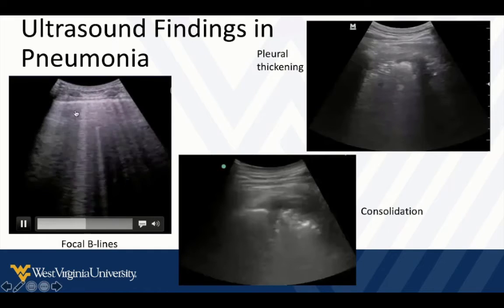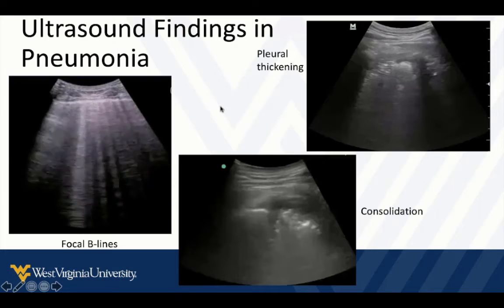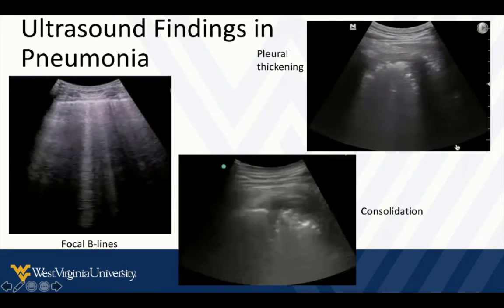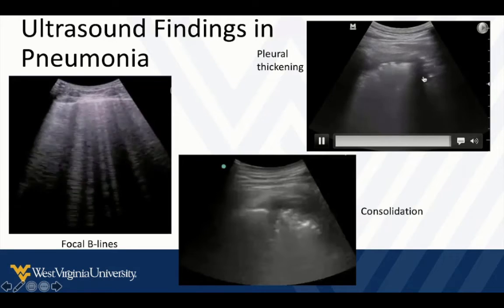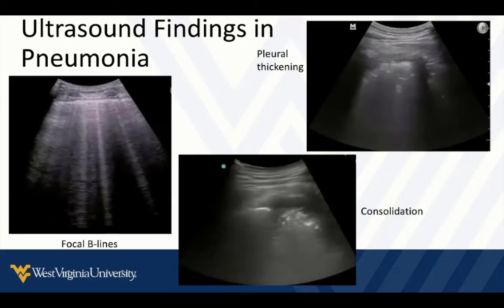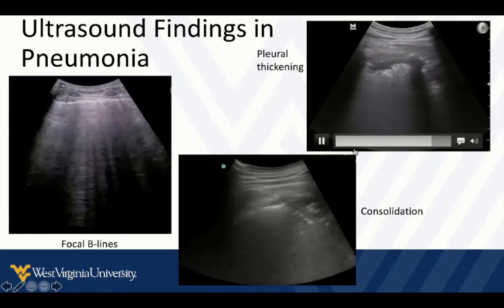B lines are going to look about the same, but they may only be in a focal area, or they may be kind of patchy, skipping around. Then we're also going to see abnormalities of the pleura where it's thickened, kind of ragged and jagged and cut out. So the findings, like we talked about, the B lines are going to look pretty similar, but the distribution and the pattern is going to be different.